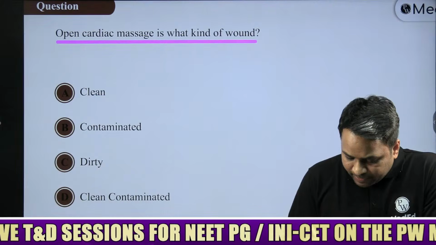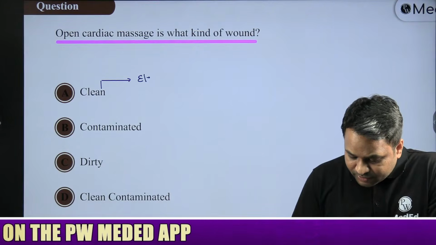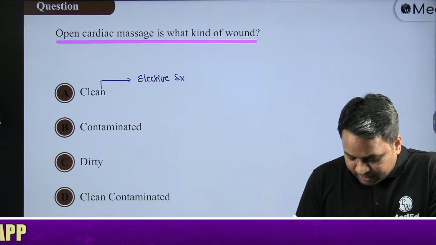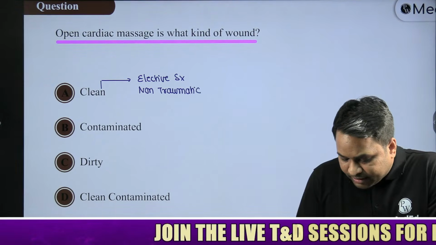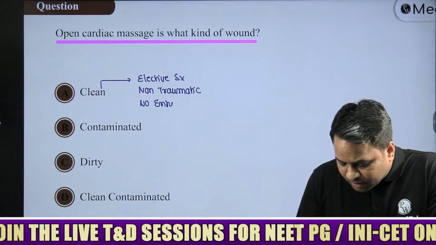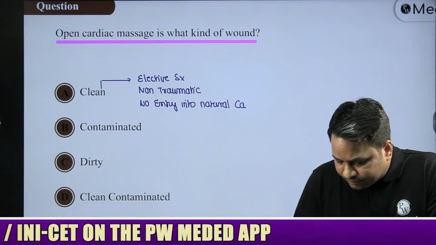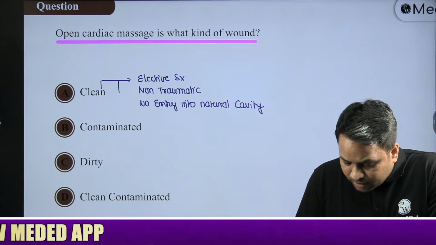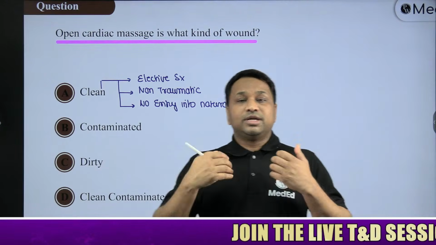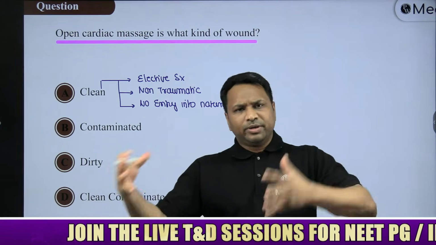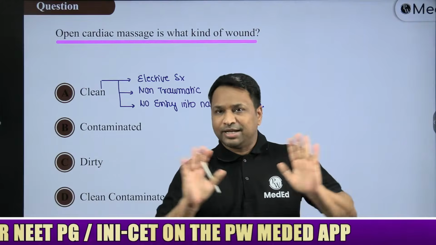What is a clean wound? The criteria for a clean wound. Number one, it should be an elective surgery. It should be non-traumatic. And there should be no entry into a natural cavity. This is clean, right? Open cardiac massage is basically for a patient who has undergone, let's say, any open heart surgery, and then there is some issue, you're re-exploring it. So open cardiac massage is usually for re-exploration, as simple as that, right?